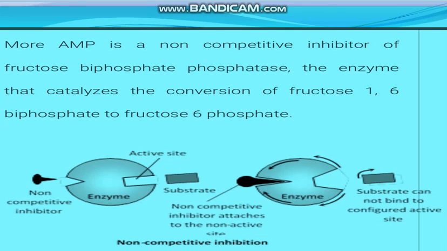This diagram shows non-competitive inhibition. This is the enzyme, this is the active site, and in addition to this active site, here the non-competitive inhibitor binds, and here the substrate is bound. So it means that in this case both the enzyme-inhibitor complex and the enzyme-substrate complex are formed, and so the reaction or the enzyme activity is lowered. So this is non-competitive inhibition.